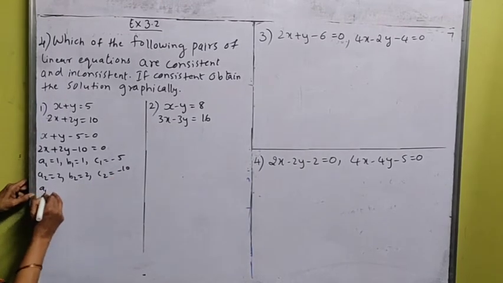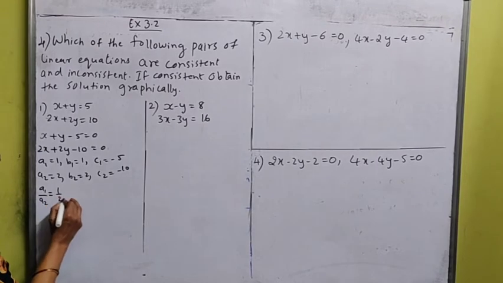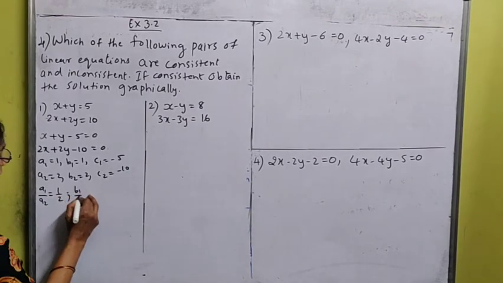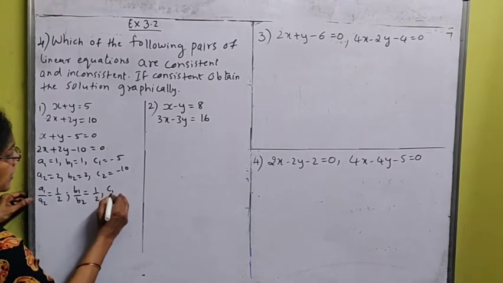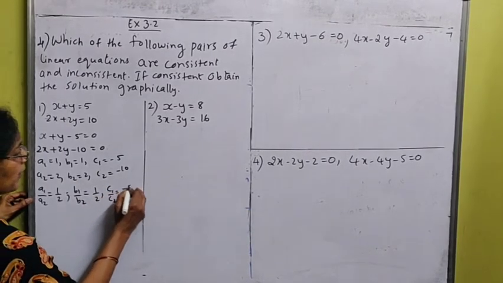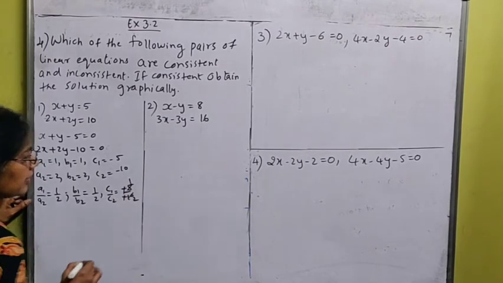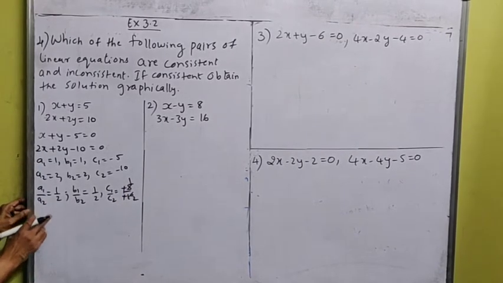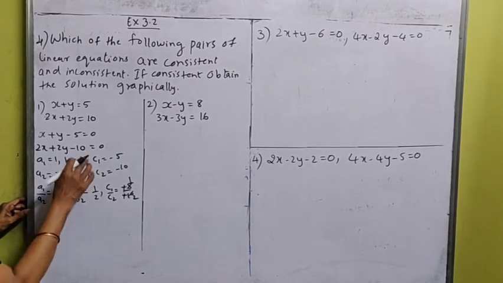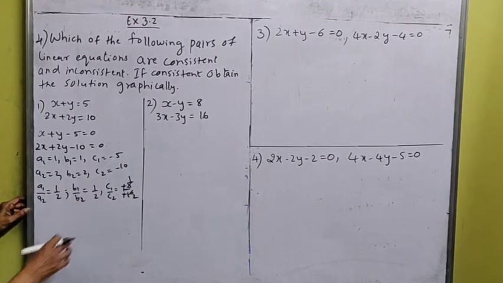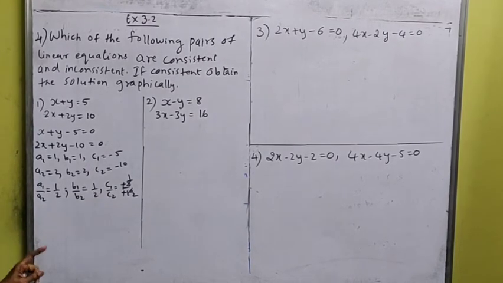So let us see, a1 by a2 is equal to 1 by 2. Then b1 by b2 is equal to 1 by 2. c1 by c2 is minus 5 by minus 10, the minus cancels, 5 and 5, it is 1 by 2. So what you are able to see: a1 by a2 is equal to 1 by 2, b1 by b2 is equal to 1 by 2, c1 by c2 is equal to 1 by 2. It means all the ratios are equal.